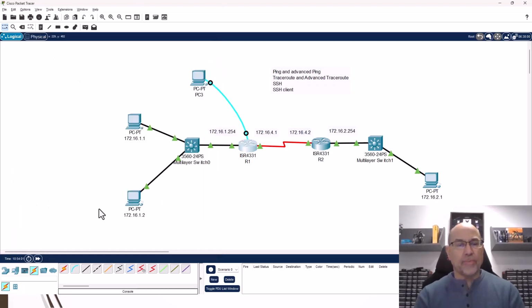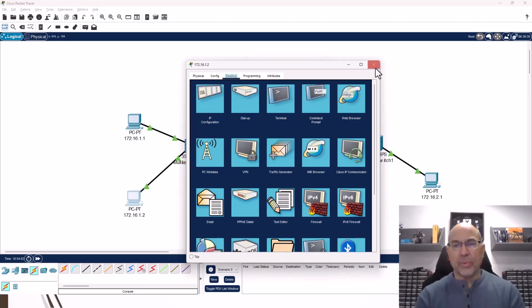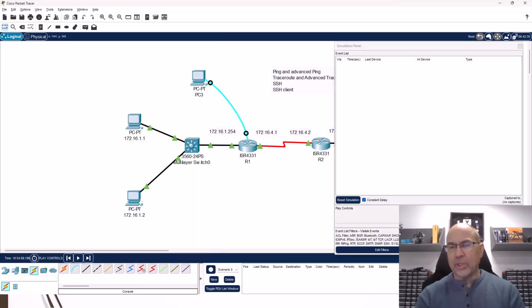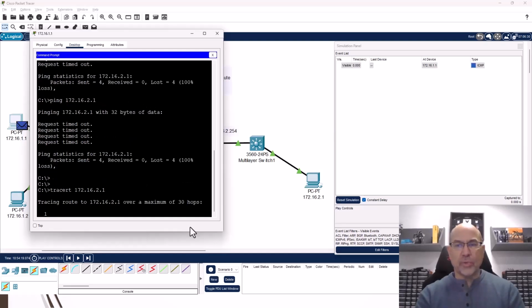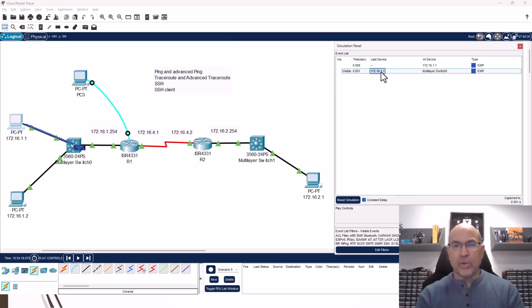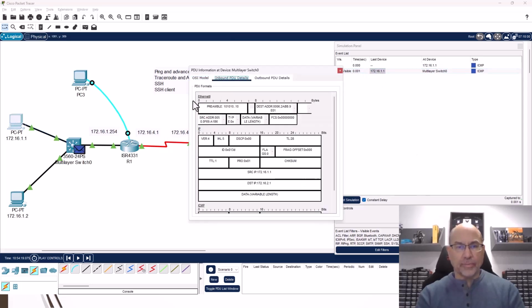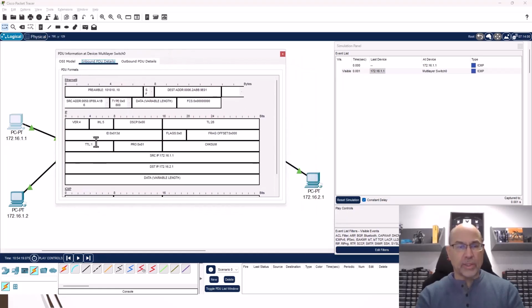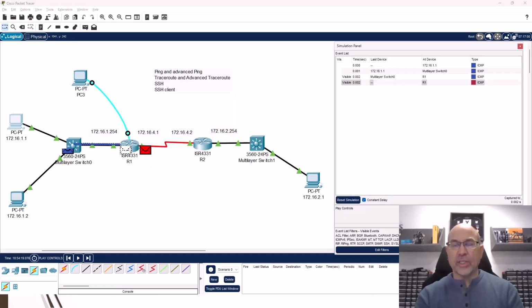So let me do it from here. We'll do the same command again, and we'll do the simulation to show us how it actually works. All right, here we go, traceroute. All right, now when this goes, we'll let it go out to the multi-layer switch. There it goes. And if we take a look here, again, what we're looking at in the IP header is that time to live right there. So the time to live is set to 1. And so each router that touches it decrements that field. And here we see that R1 has decremented the field to 0.